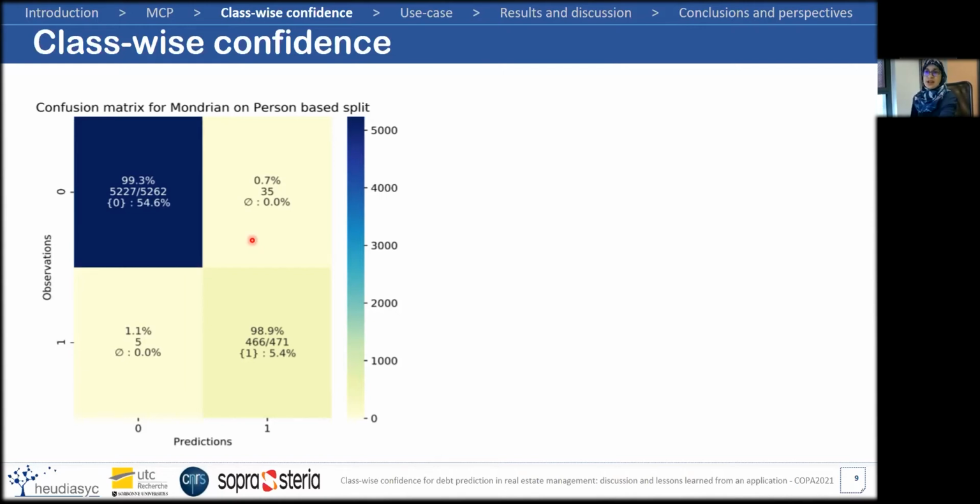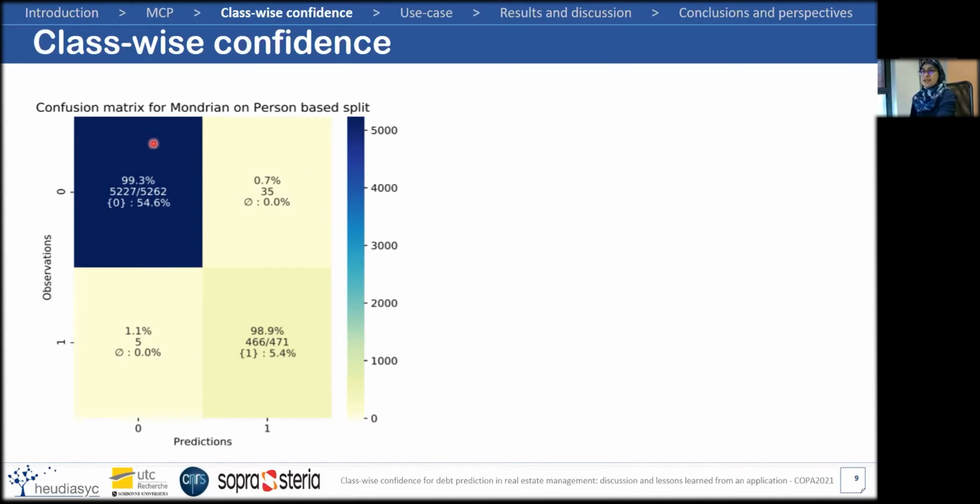whether it's an empty set, a singleton, or a 0-1 set prediction. An empty set is considered incorrect, so we add it in these two cells in this diagonal, and we also add its ratio. The 0-1 sets are considered correct in both cases, so they are added in these two cells here and here. We also added the singleton percentage, to know how many 0-1 sets and how many singleton predictions are in these cells.